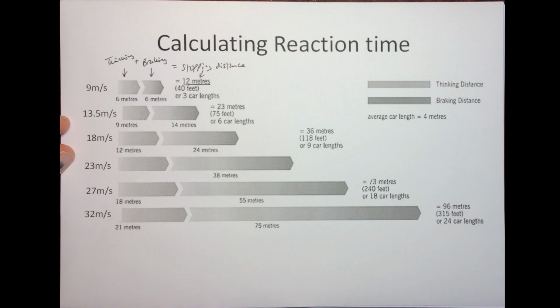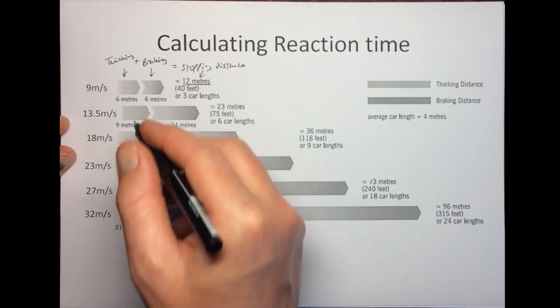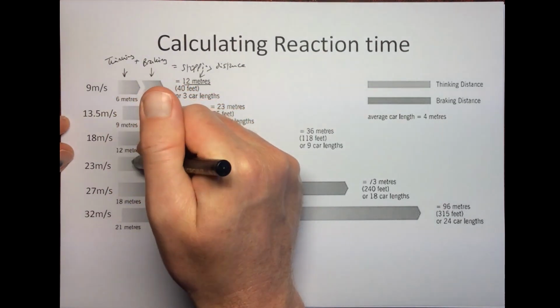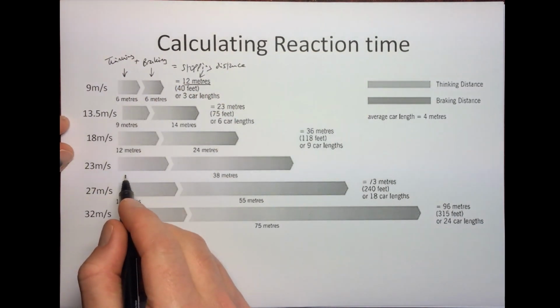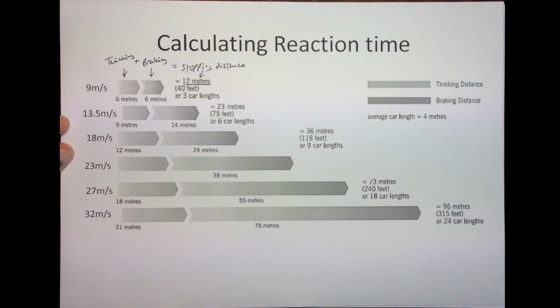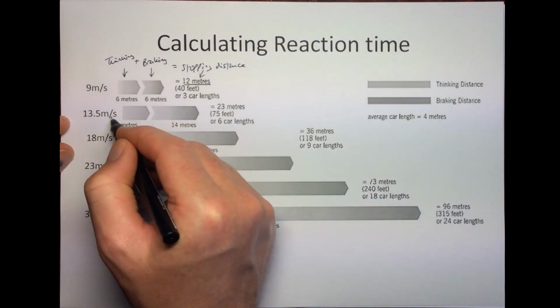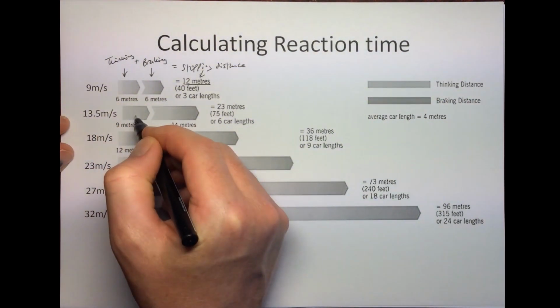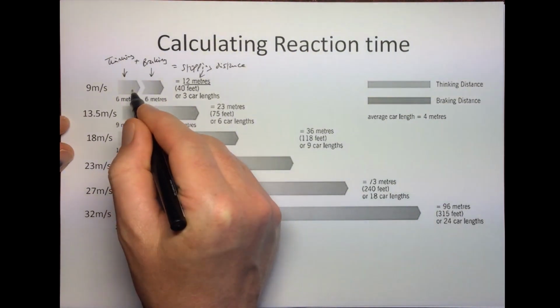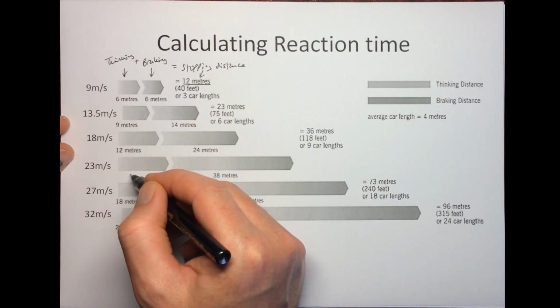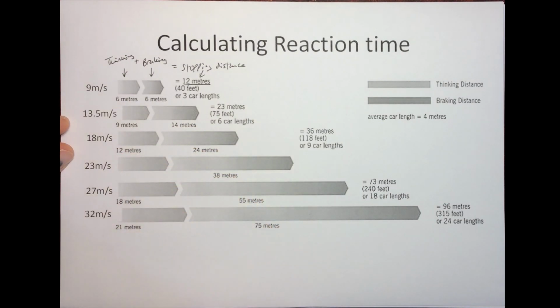Right, so let's think about this in a little bit more detail now. The first thing is this. You'll notice that for thinking distance, there's an interesting pattern here, okay? We don't know what this number is here. We'll work it out in a minute, but you can probably figure it out yourself. When we go from 9 meters per second to 13.5 meters per second, or 20 miles an hour to 30 miles an hour, you can see that the thinking distance has gone up from 6 to 9. Then up to 12, then up to, well, you can guess, then up to 18, then up to 21, okay?